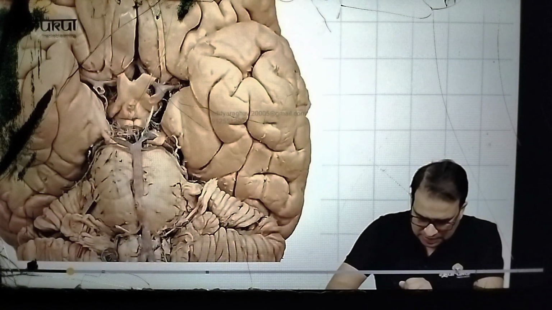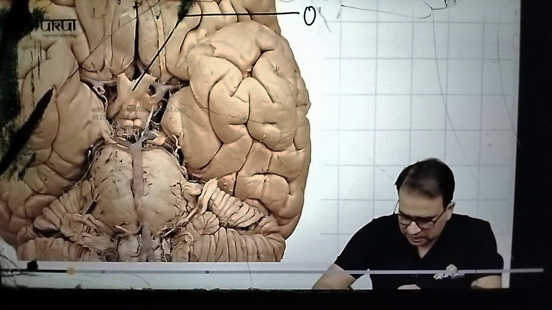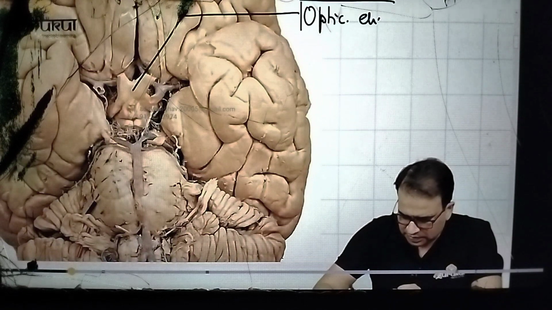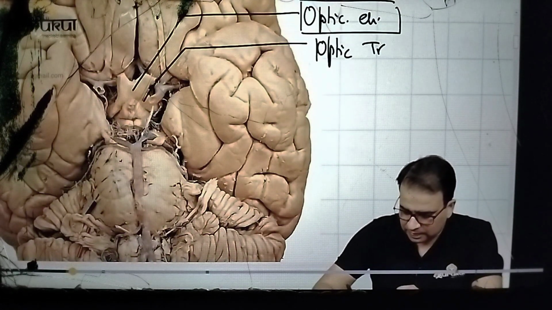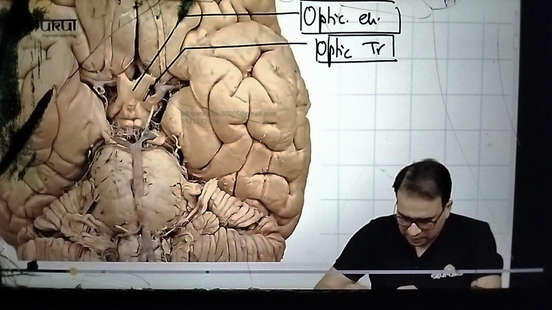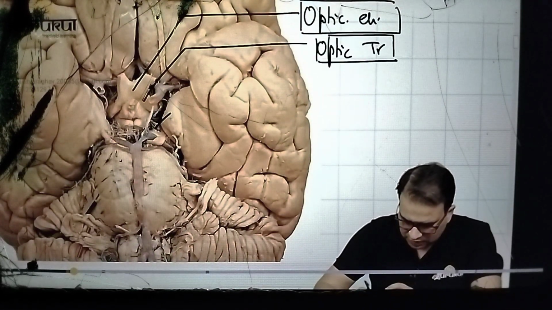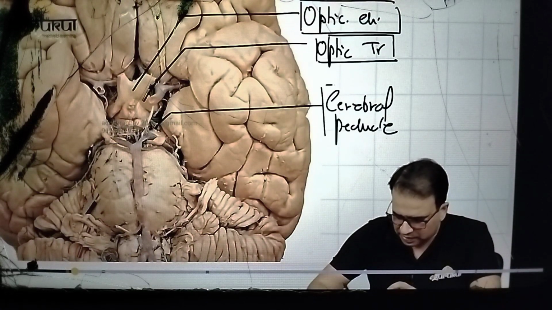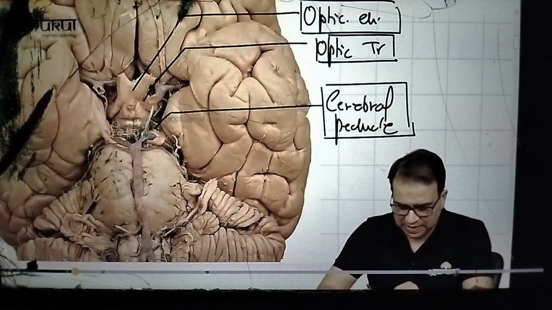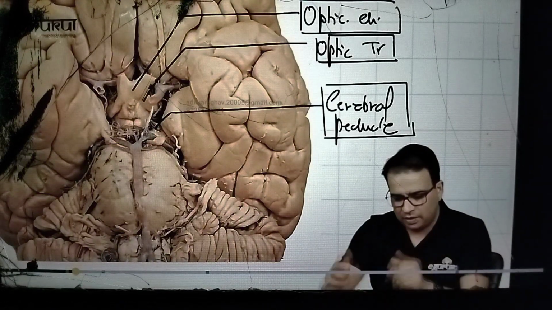If I may start with the boundaries of the interpeduncular fossa, the first thing that you see here is the optic chiasma. Then we have this optic tract. And the third thing is the cerebral peduncle, which is not to be seen, so I'm just marking it here somewhere. This is the region of the cerebral peduncle. So these are the three major boundaries of the interpeduncular fossa: anteriorly the optic chiasma, anterolaterally the optic tract, posterolaterally the cerebral peduncle.